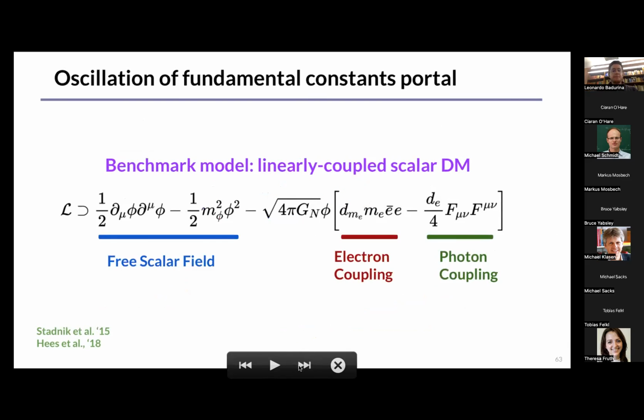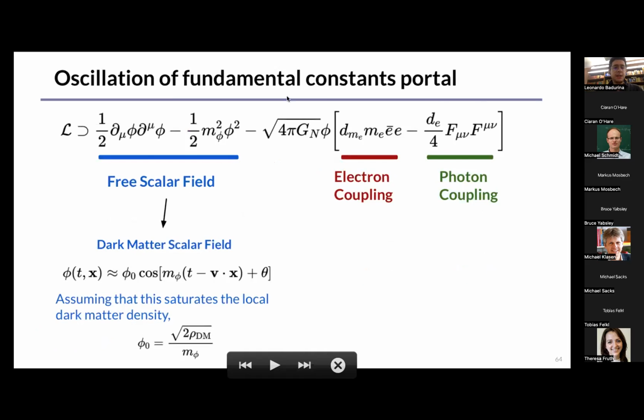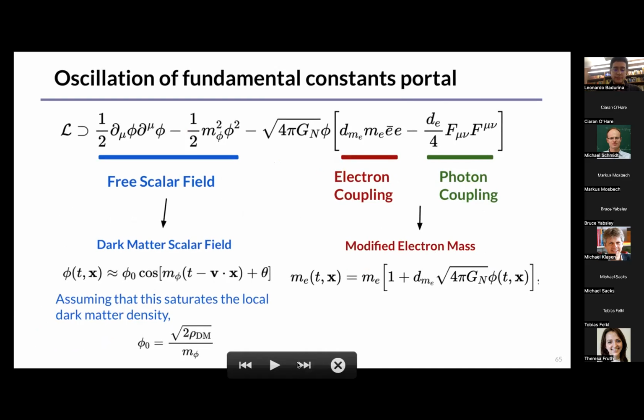So one of the first effects that has been proposed, at least in the context of atom interferometry, by Arvanitaki and collaborators in 2018, is the idea of a linearly coupled scalar field with, say, electrons and photons. This was already discussed in other papers by Stadnik and Flambaum. The implication of this type of interaction is that, because of the oscillatory nature of the dark matter background, we would expect the electron mass and fine structure constant to oscillate as a function of space and time.